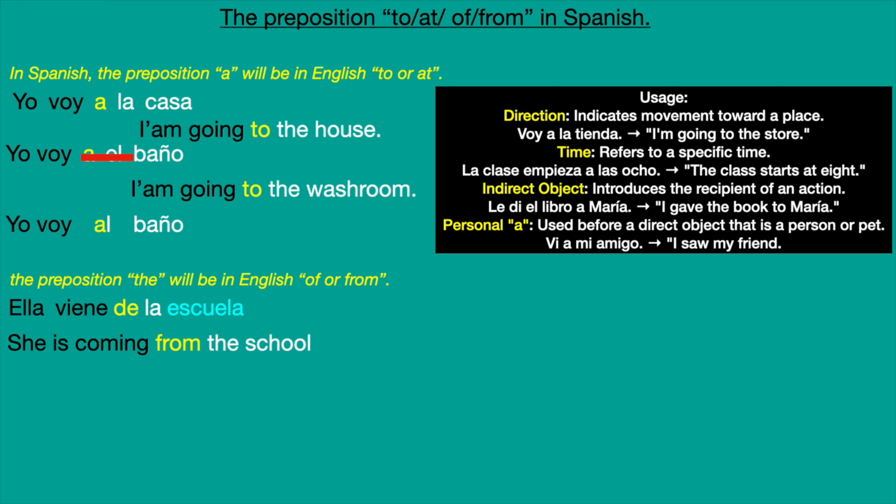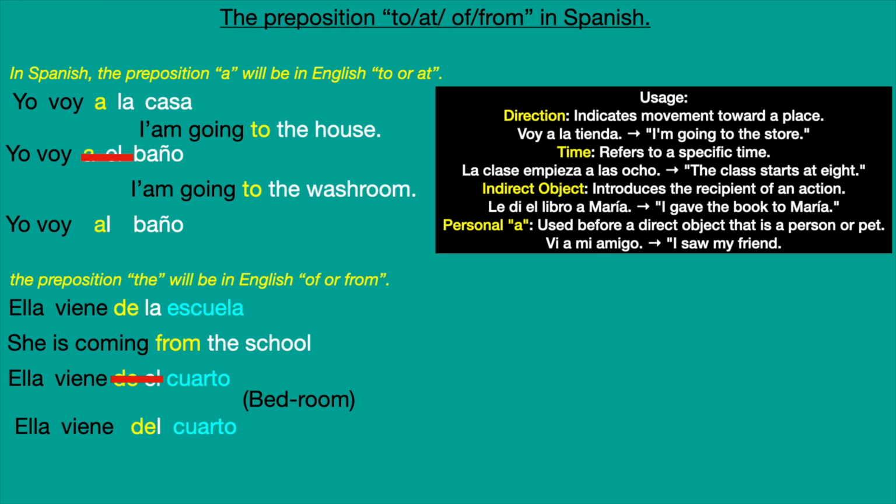Because la escuela is feminine, you use la escuela. But what happens if it's masculine and we say "ella viene de el cuarto"? Cuarto is a bedroom. There is "de el," two vowels together, which is a little bit hard. Even some people in Spanish who don't know much about grammar will say "de el cuarto," but in reality in Spanish we close this and say "ella viene del cuarto."